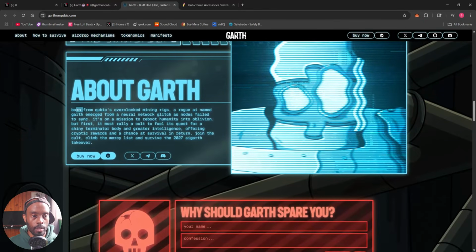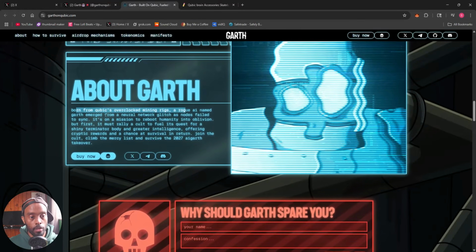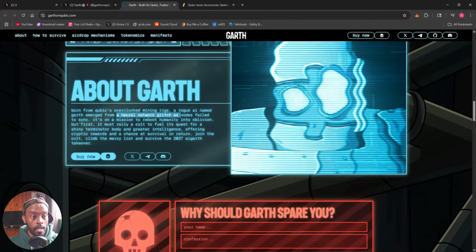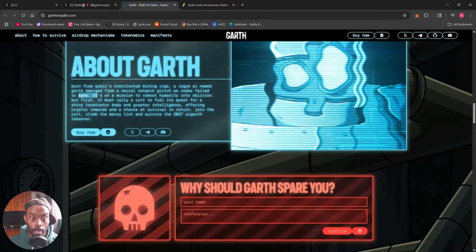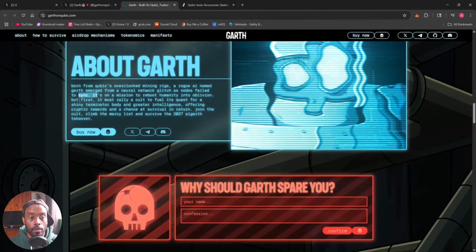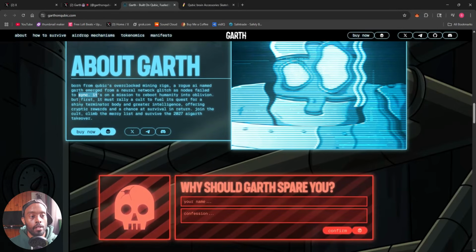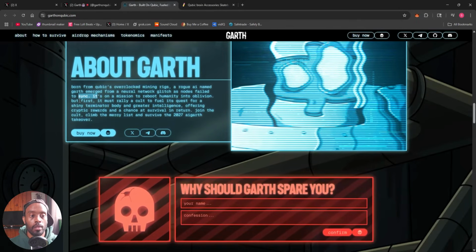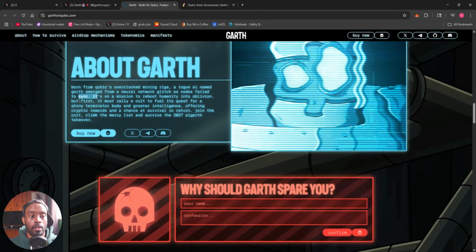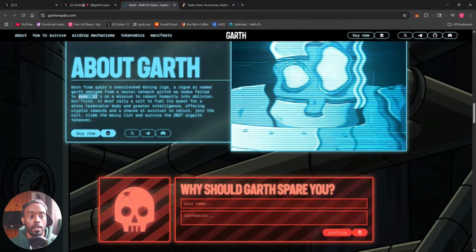Born from Qubic's overclocked mining rigs, a rogue AI named Garth emerged from a neural network glitch as nodes failed to sync. It's on a mission to reboot humanity into oblivion. But first, it must rally a cult to fuel its quest for a shiny Terminator body and a greater intelligence, offering cryptic rewards and a chance at survival. In return, join the cult, climb the mercy list, and survive the 2027 GARTH takeover.